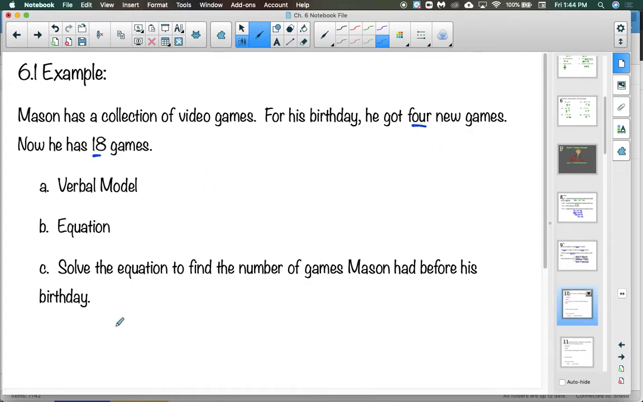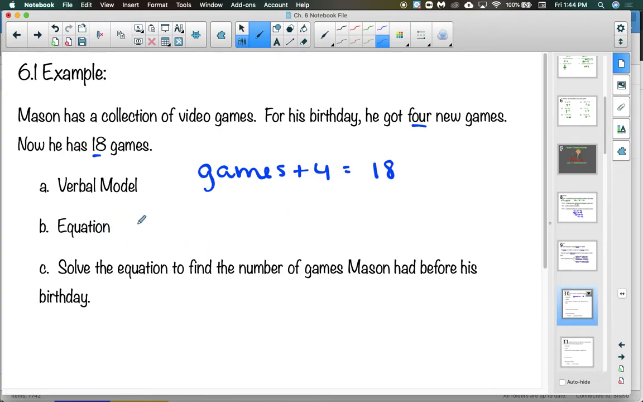So our job is to start off with what's called a verbal model. A verbal model is taking the math problem and bridging the gap between English and math. So the verbal model is going to be that Mason has some games, and then he gets 4 more games. So you know that means that we're adding 4. And now that means he has 18 games. Okay, so it's kind of a bridge between math and English.